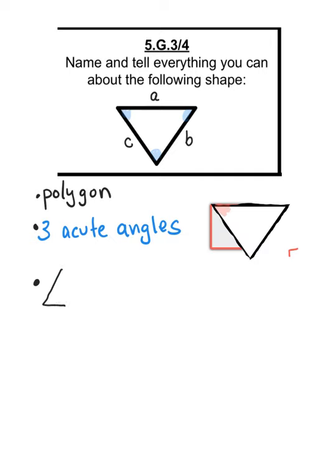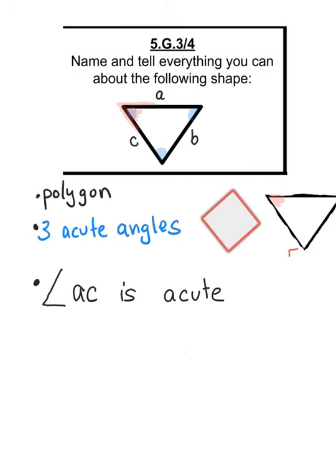And then if I want to describe this angle here that I'm shading in red, I'm going to name it angle AC, because it's the angle that's created by lines A and C. So I can say angle AC is acute.